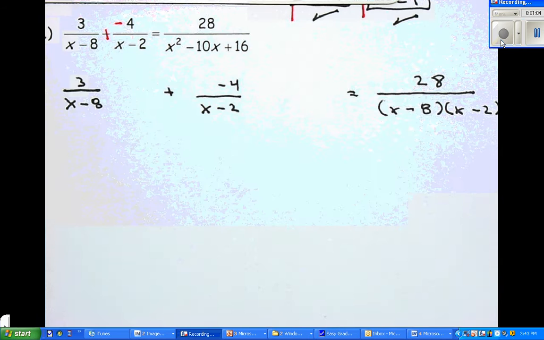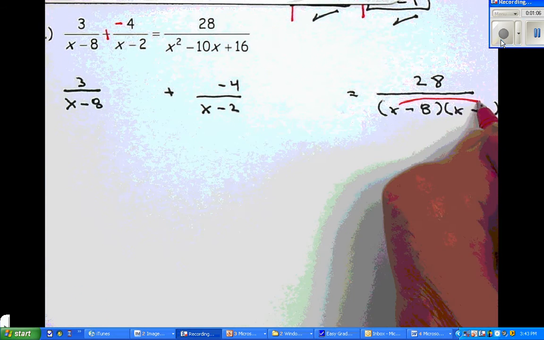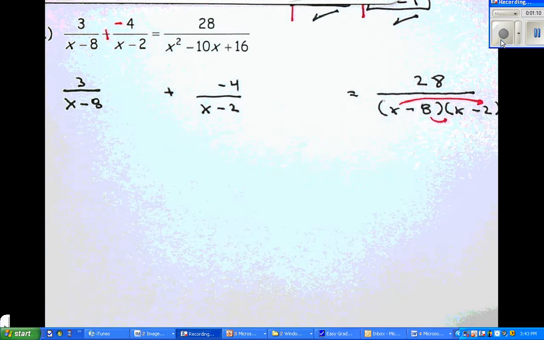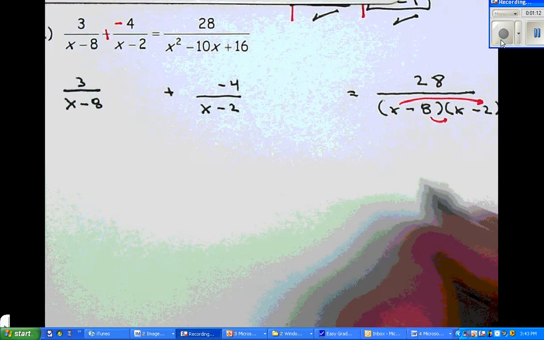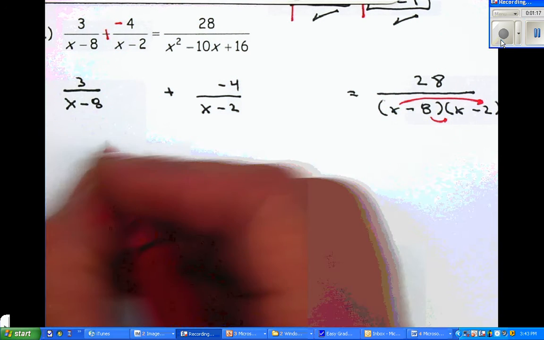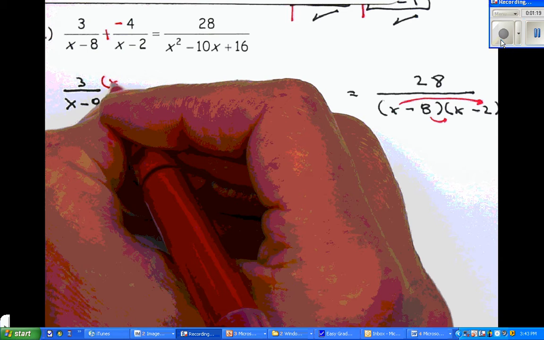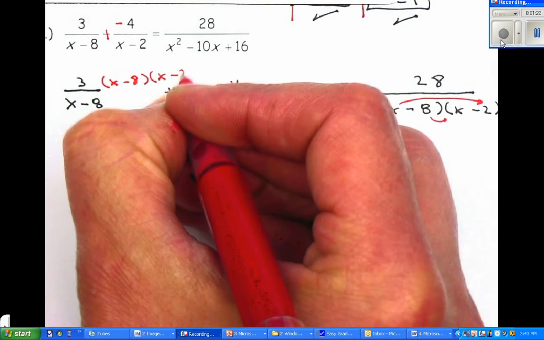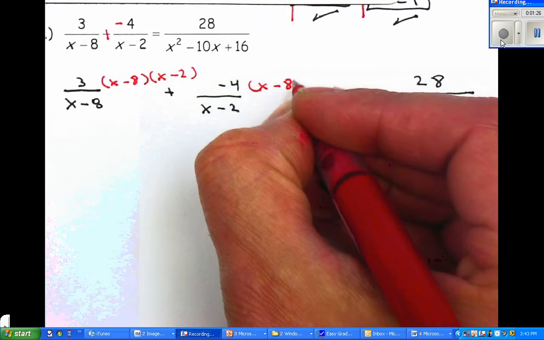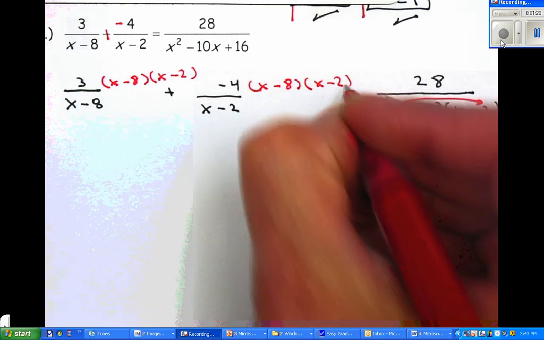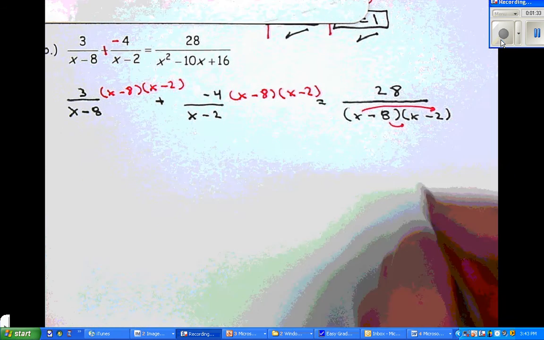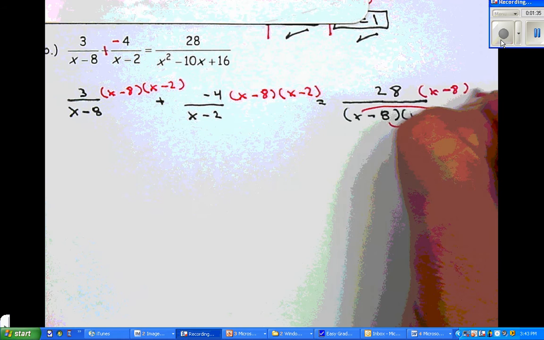Let's double check, make a happy face. I'll just fold it to see if it's correct. I'm just going to make the happy face. And that's correct. Now my lowest common denominator will be x minus 8 and x minus 2. So I'm going to multiply that by each one of them. That will ensure that each denominator gets canceled, and that will produce a much easier problem. x minus 8, x minus 2.